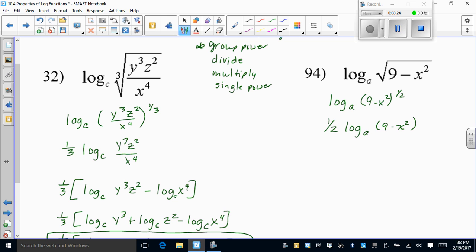These two cannot be separated, because really only factors or quotients can be separated, and this is a subtraction. So I'm done. This is it. There is nothing more that can be done to this one.